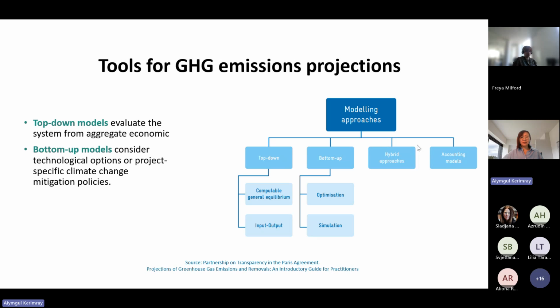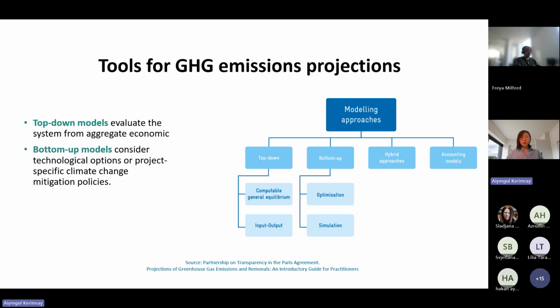So top-down models have a more economical disaggregation of the system. So there is no technology detail, but rather the country is represented through economic parameters. So, for example, there are computable general equilibrium models, which have a detailed representation of various sectors in terms of economic activities, and the emissions are projected by using emission factors linked to those economic activities. Input-output models, also, the economical structure of the model is represented through input-output tables, input-output matrices.